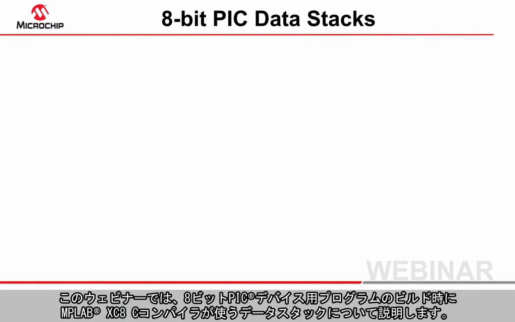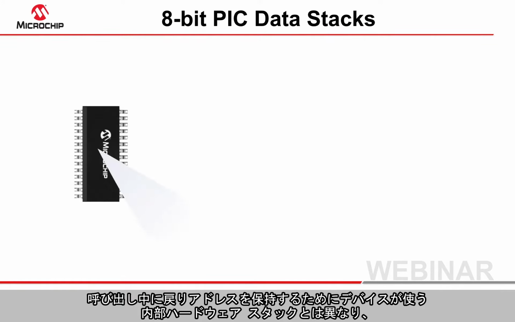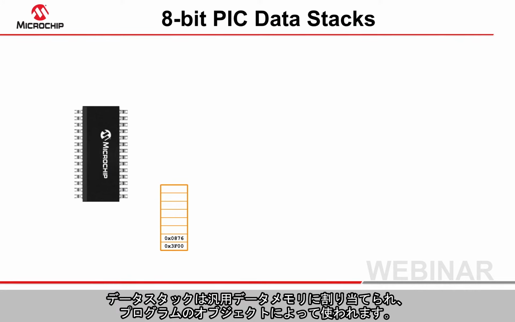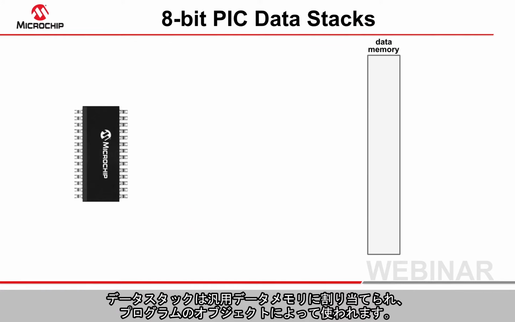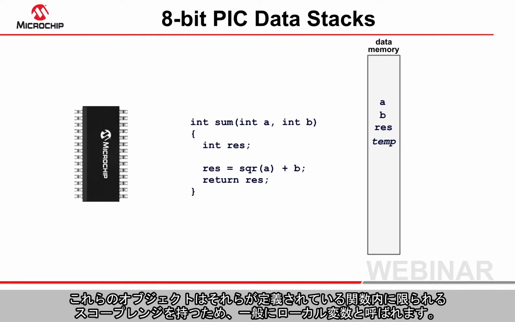This webinar looks at the data stacks utilised by the MPLAB XC8 C compiler when building programs for 8-bit PIC devices. Not to be confused with the internal hardware stack used by devices to hold return addresses over a call, data stacks are allocated to general-purpose data memory and are used by objects in your program. Stack-based objects include auto variables, function parameters, and many compiler-defined temporary variables. These objects are often called local variables, as they have scope only within the function in which they are defined.